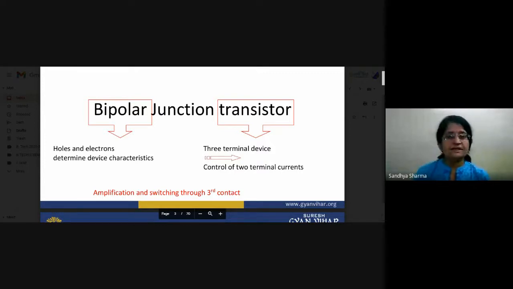Basically, we can also call it a tri-terminal device, that is, a three-terminal device. So the transistor is also a transfer of resistor. Since there are two junctions, the first is the emitter junction and the second is the collector junction. Our emitter junction will be forward biased and the collector junction will be reverse biased.